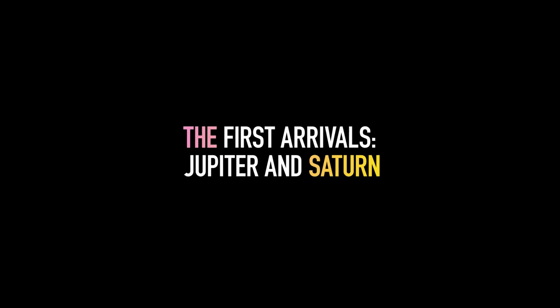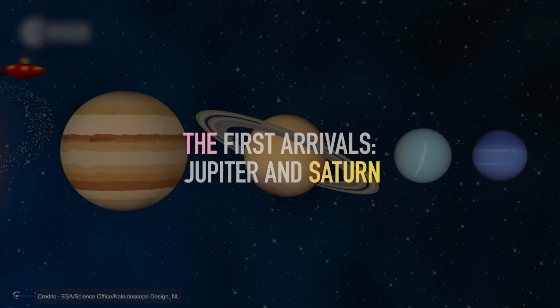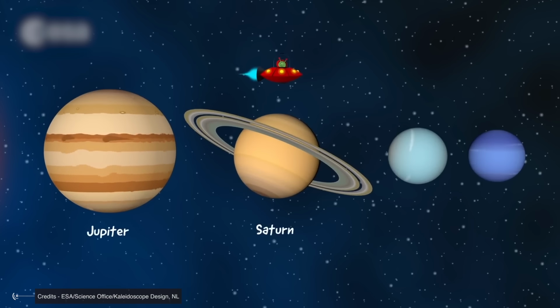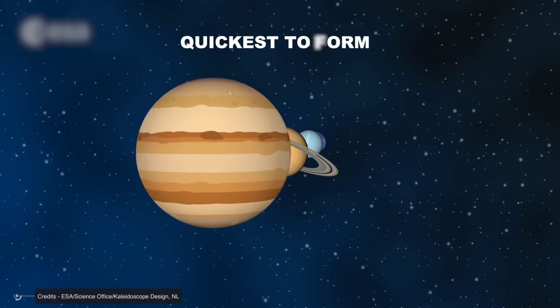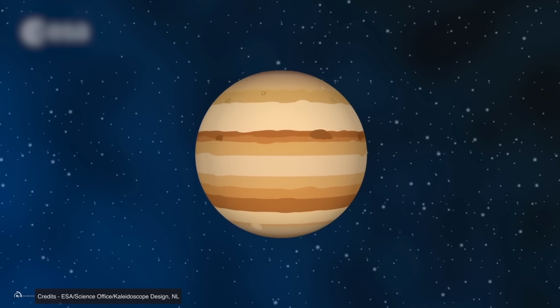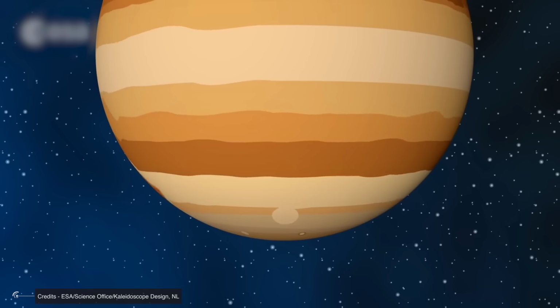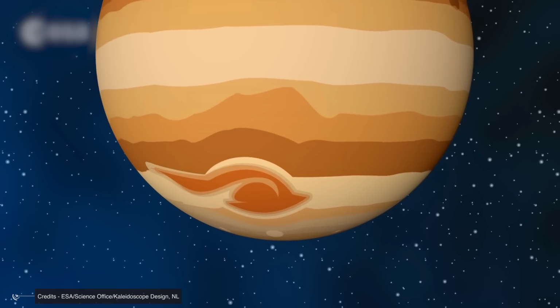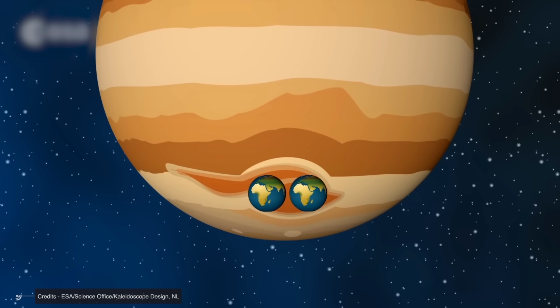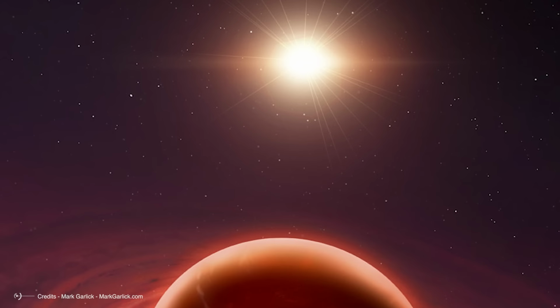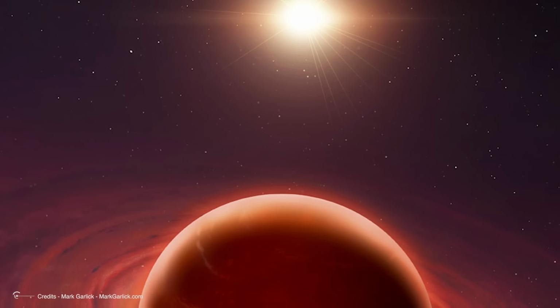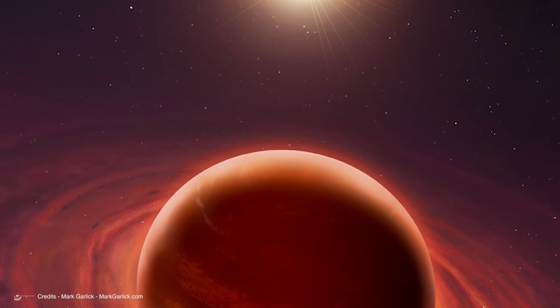The first arrivals, Jupiter and Saturn. Let's begin our investigation with the heavyweights of the planetary system. According to evolutionary models, Jupiter and Saturn were the quickest to form, managing to grab a lot of gas from the original nebula before the proto-sun's wind swept it away. Their evolutionary history is therefore quite different from the other planets. First, a solid core formed, then the gaseous component was acquired.